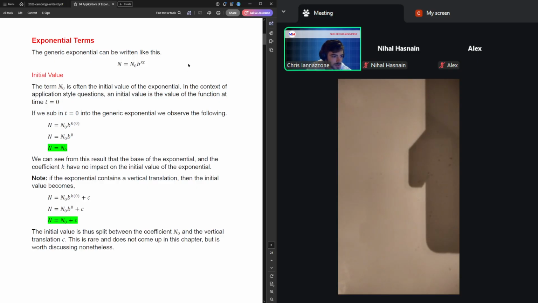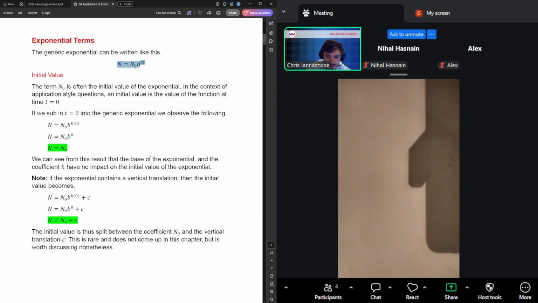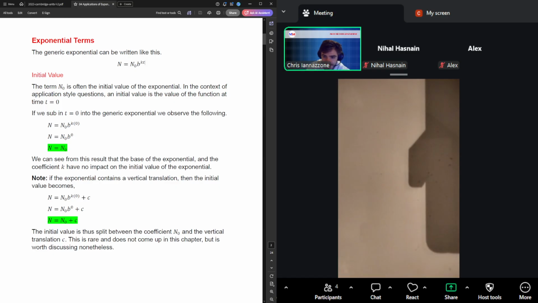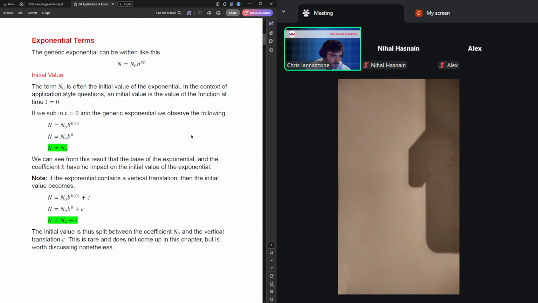Which is really nice because pretty much every application of exponentials can be done using this. We don't really need to think about any other terms. We just need to care about what am I going to use for my N naught, what am I going to use for my B, and what am I going to use for my k to sort all of this out. What we're going to explore next is how to decide what that's all going to be.